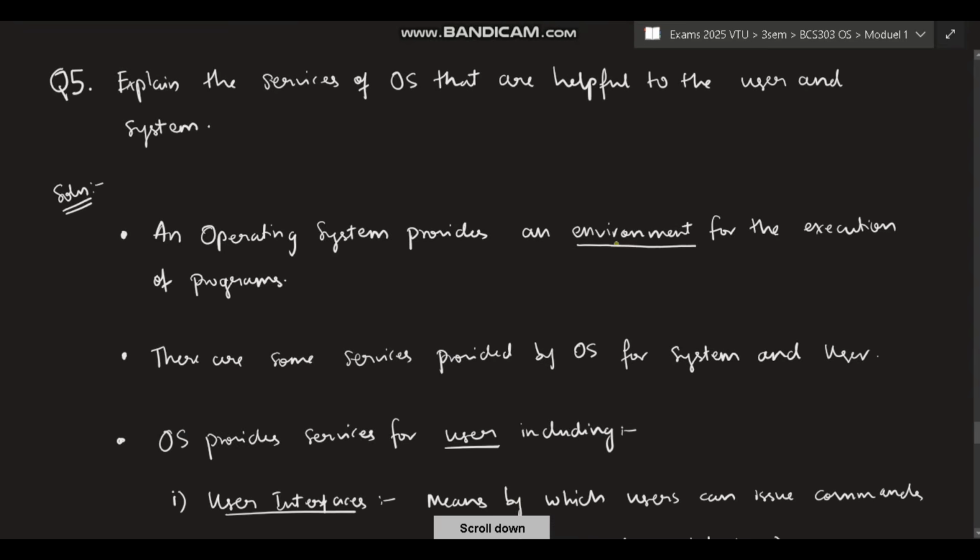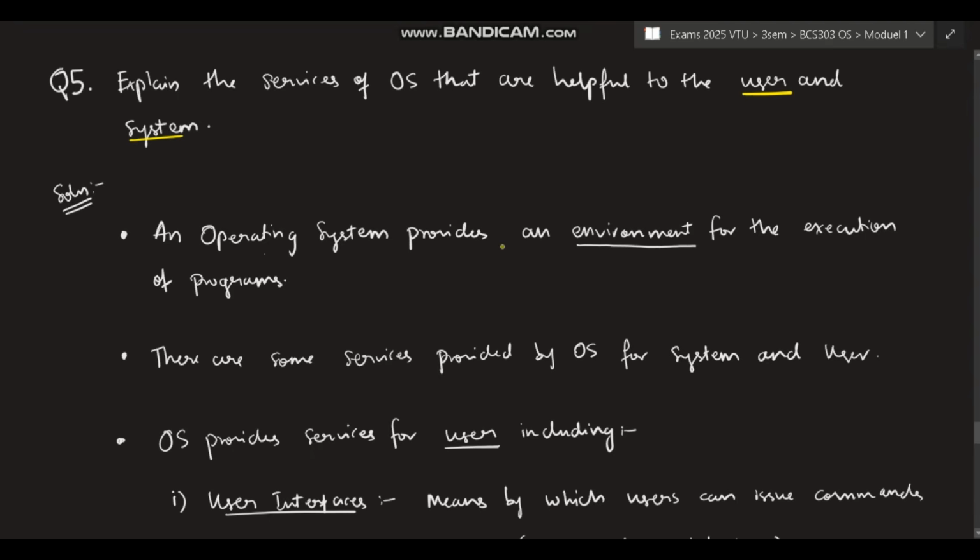Okay, explain the services of OS that are helpful to the user and the system. Operating system, what it does, it will provide some services or functions or does some tasks. So it provides all of those, and those things are helpful to the user as well as the system. So we have to explain which are those things.